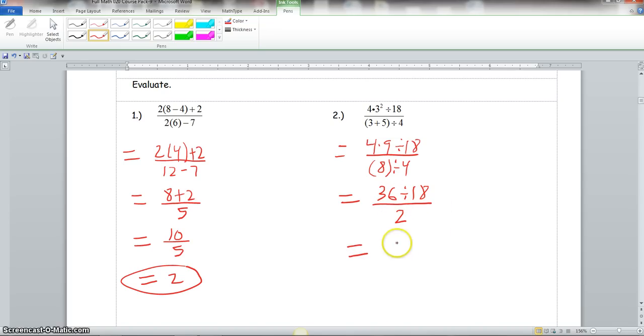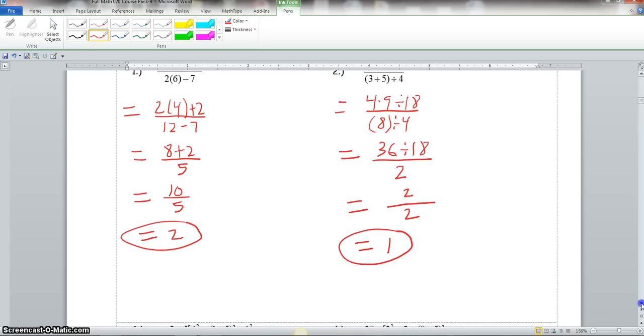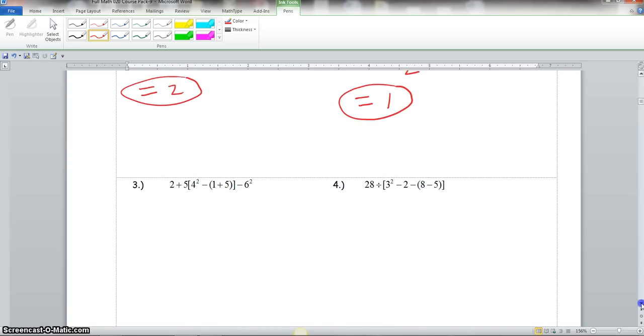Now we look here at our numerator again. 36 divided by 18 is 2, and it's divided by 2. Any number except 0 divided by itself is 1. Now we scroll down here. We only have 2 more problems to go, and we're done with this section.